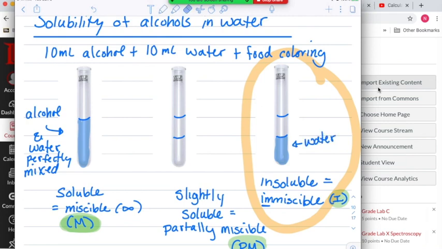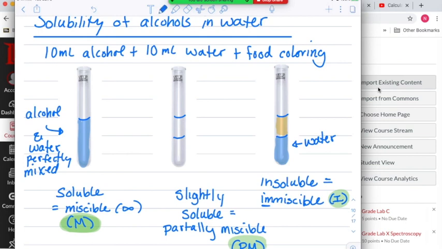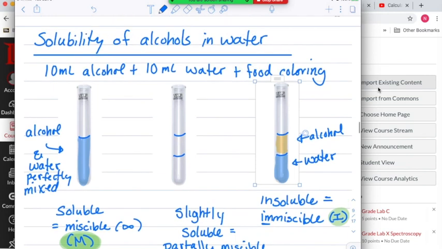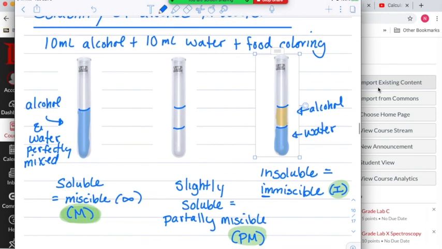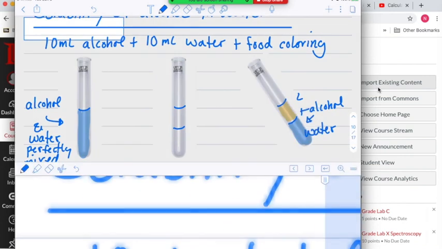And on the top is going to be our alcohol. All right, so water on the bottom, alcohol on the top. And now you're going to mix either with your glass stir rod or, oops, get this going again. There we go. You're going to mix, mix, mix until you can't mix anymore.